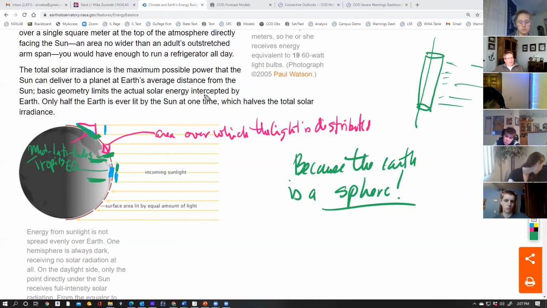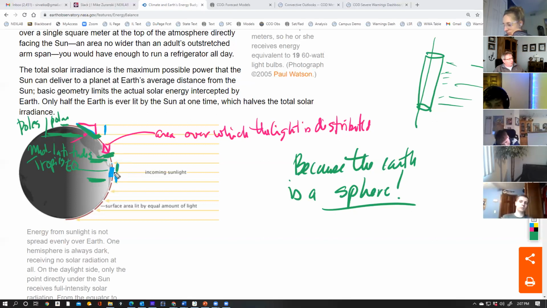And what do we call the area up here? The poles. Or the polar regions, right? Polar, mid-latitudes, tropics. We break the Earth into 30 degrees of latitude. 30 from equator to 30 is the tropics, 30 to 60 is the mid-latitudes, 60 to 90 are the poles, polar regions. So would you agree that the amount of energy hitting the poles will be less than the amount of energy hitting the tropics?